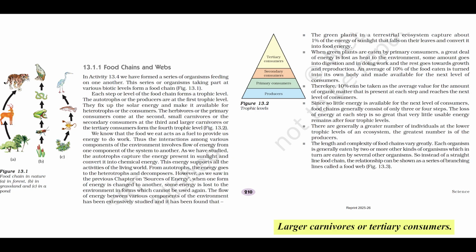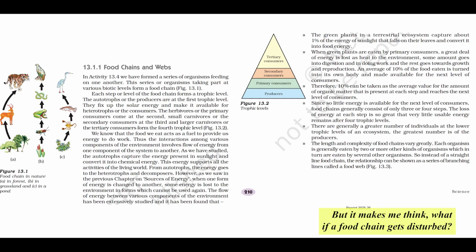Yes. Or maybe a fox eating a rabbit. Fourth trophic level, larger carnivores or tertiary consumers, they eat the secondary consumers. The kingfisher eating a large fish. Or maybe an eagle eating a snake that ate a mouse. Perfect. Eagle is tertiary in that chain. You might sometimes have a fifth level, but usually it stops around here. We'll see why soon.